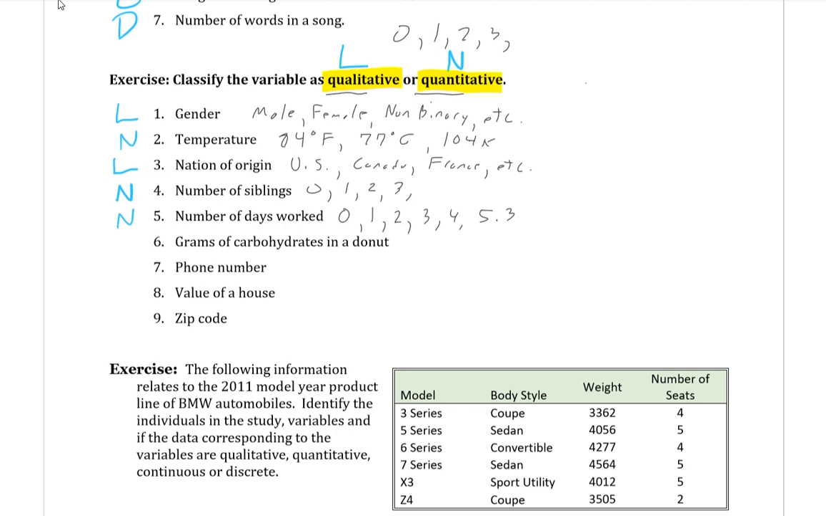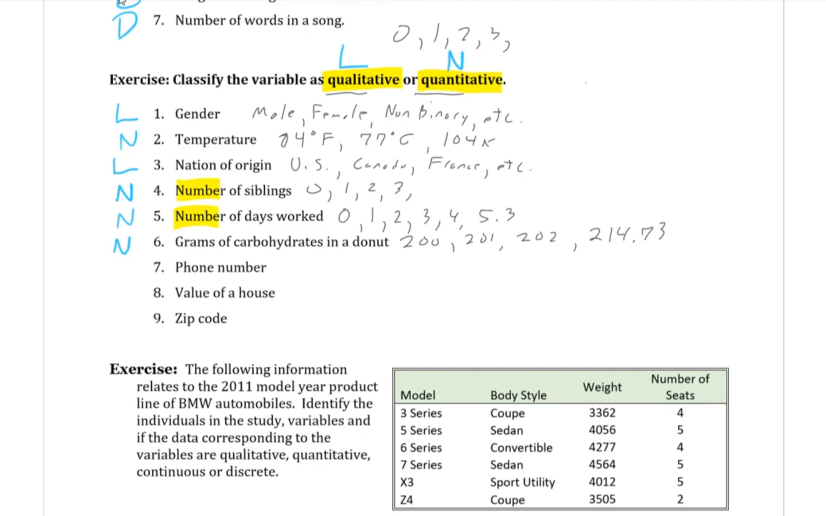You can notice a lot of these are pretty easy. The grams of carbohydrates in a donut, I don't know, 200 grams, 201 grams, I'm just coming up with numbers, 202 grams, maybe even as a decimal, 214.73 grams. These are still just numerical measures, so yet again, quantitative. Big hint is the word number in the previous ones. That definitely means it's going to be quantitative.